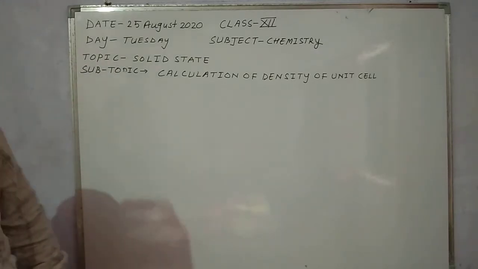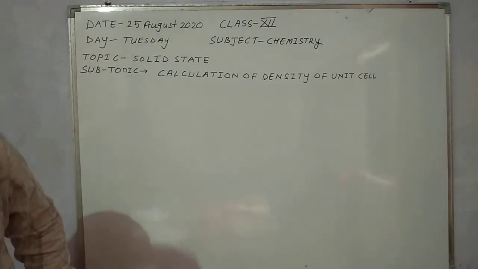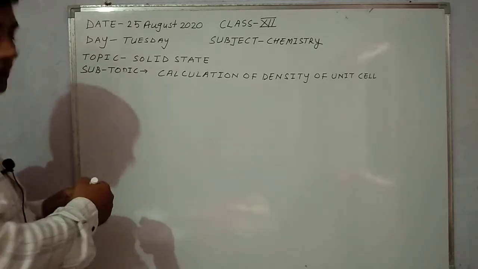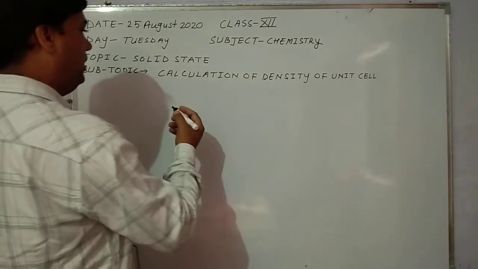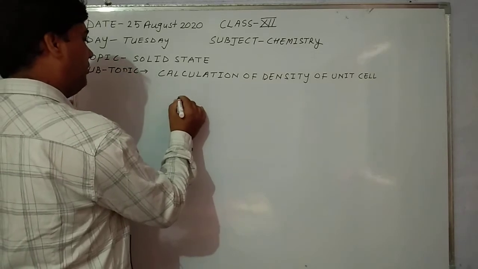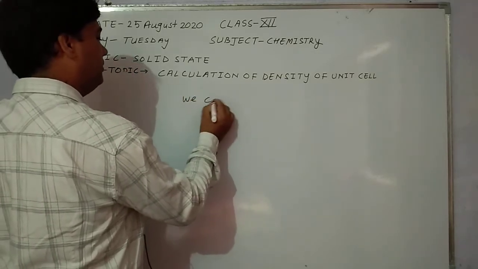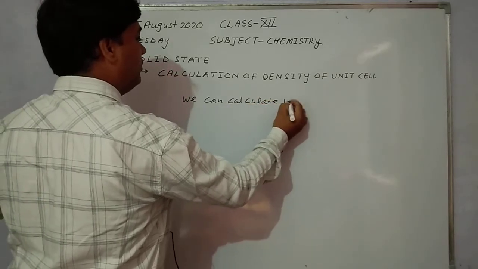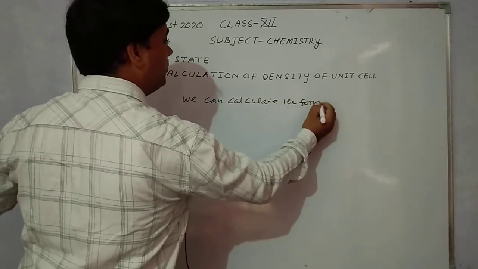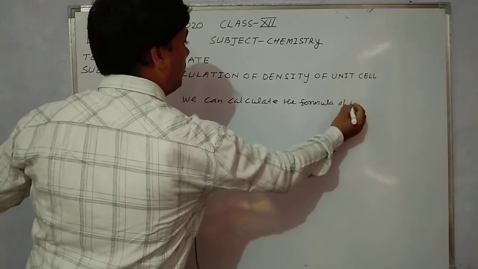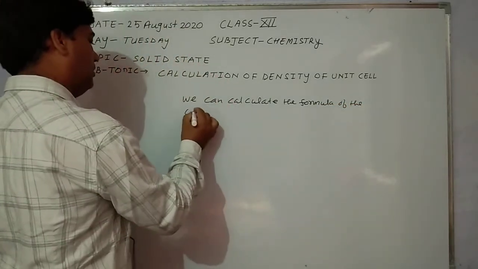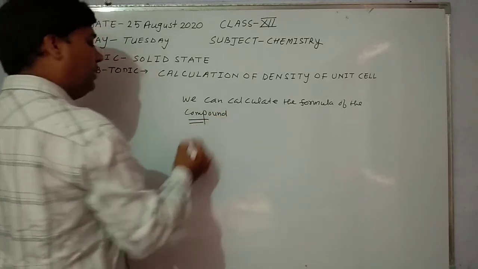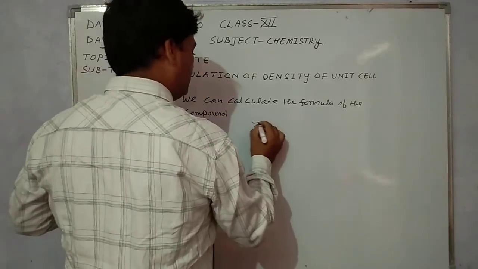With the help of unit cell, we can calculate the formula of an ionic compound. With the help of unit cell, we can calculate the formula of the compound. The number of atoms per unit cell is denoted by Z.